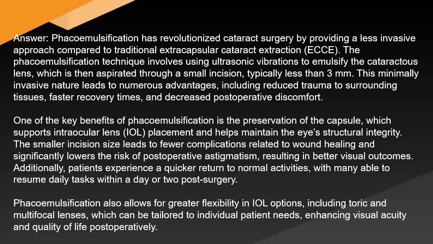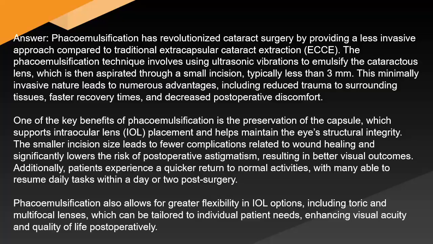The phacoemulsification technique involves using ultrasonic vibrations to emulsify the cataractous lens, which is then aspirated through a small incision, typically less than 3 millimeters. This minimally invasive nature leads to numerous advantages, including reduced trauma to surrounding tissues, faster recovery times, and decreased postoperative discomfort.